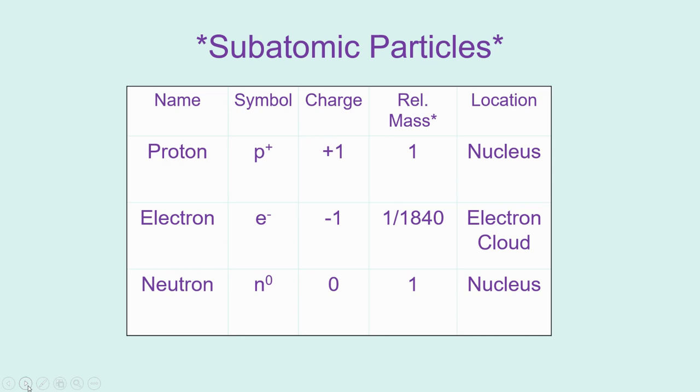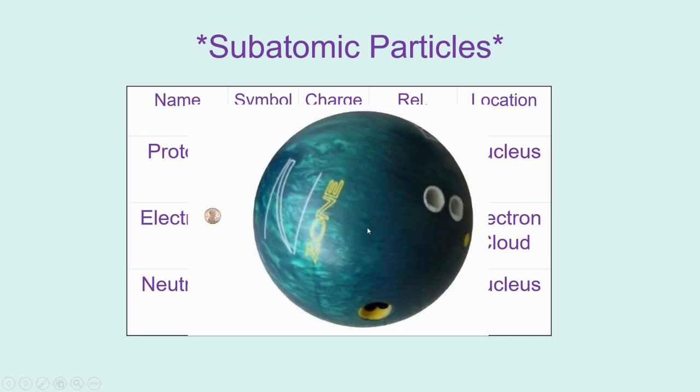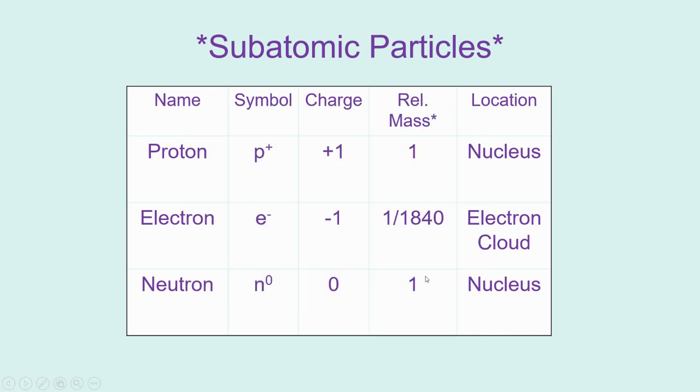To give you a better idea of what that would look like, if we had a proton or a neutron that was the size of a bowling ball, the electron would be the size of a penny. So very large difference in size there. The last column here gives us our location. So we see that the protons and the neutrons are both in the nucleus, whereas the electrons are in something called the electron cloud that we'll talk about more in later lessons.